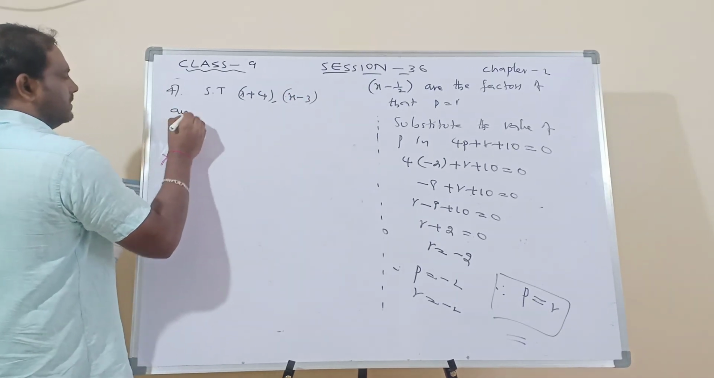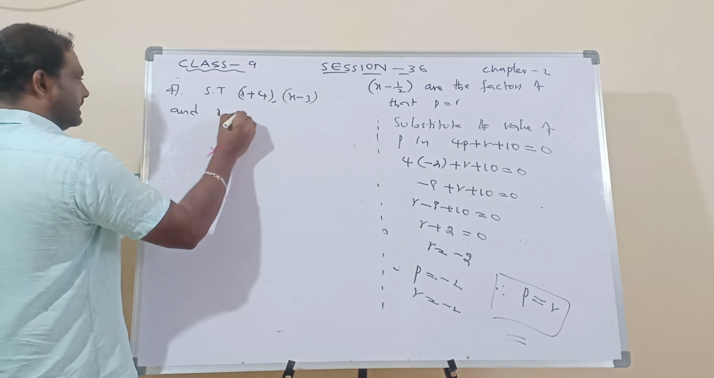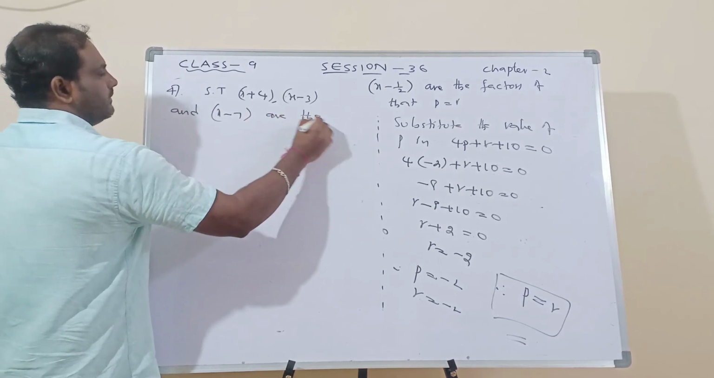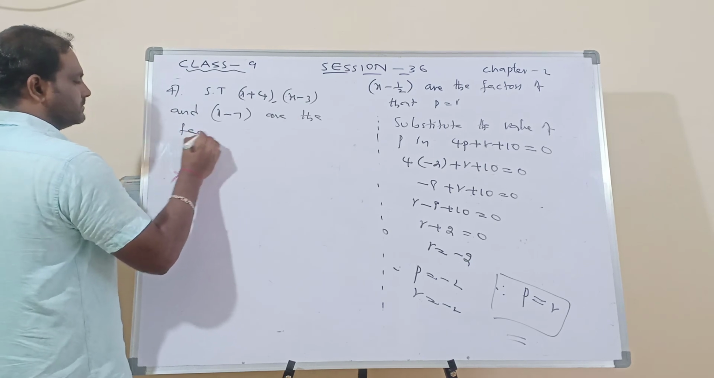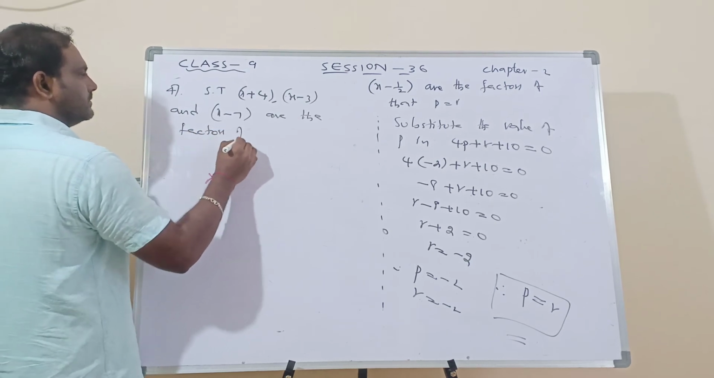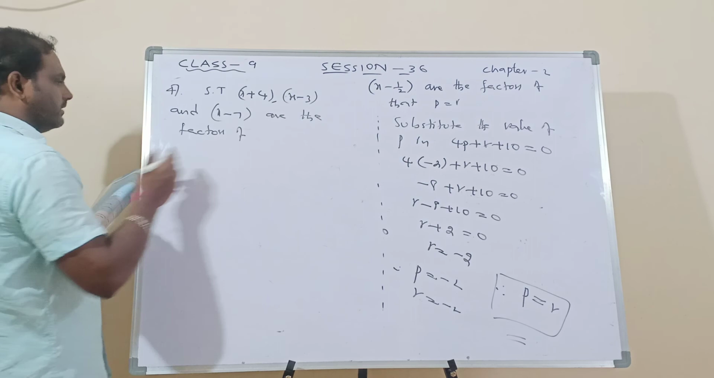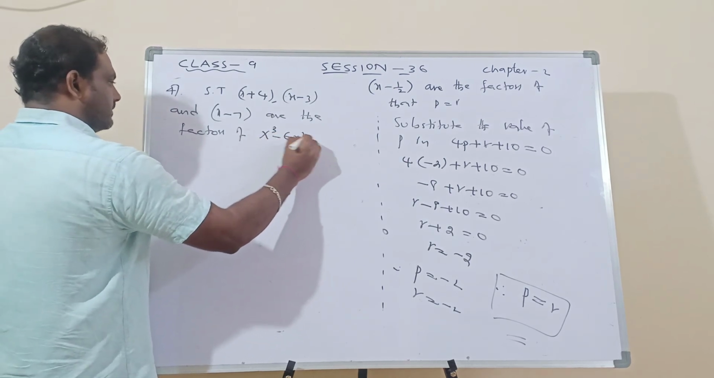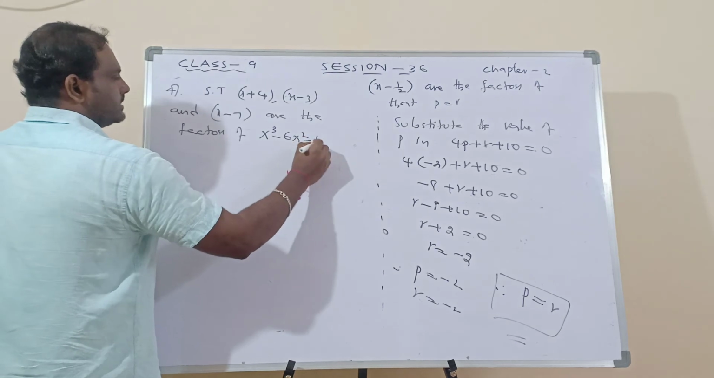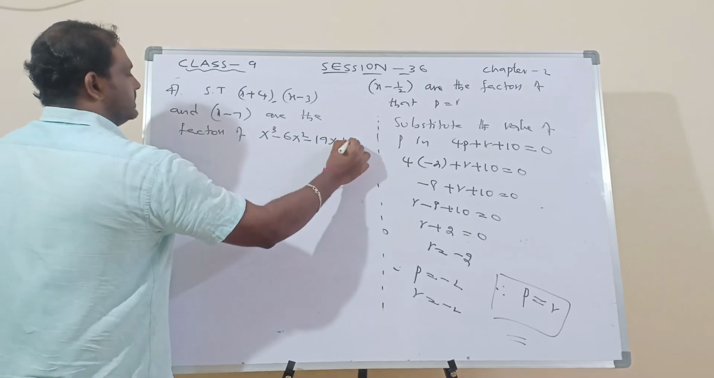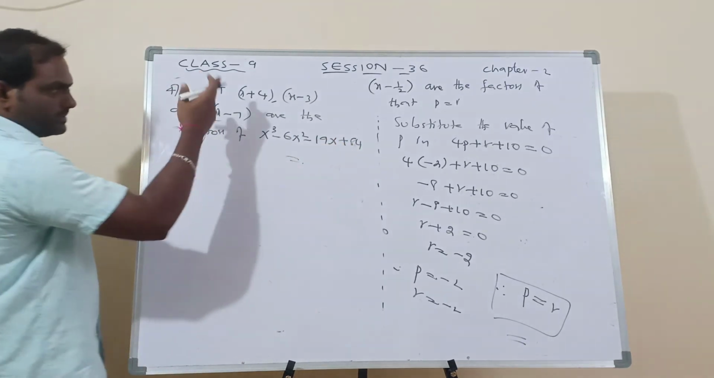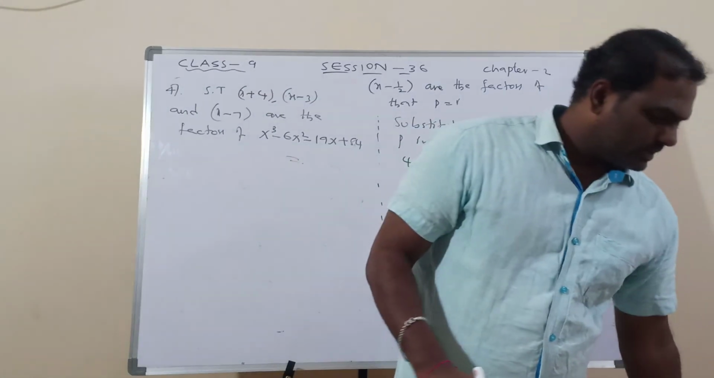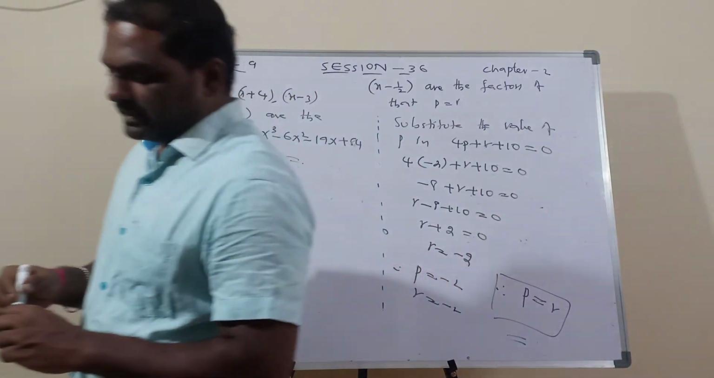And x minus 3 and x minus 7 are the factors of x cube minus 6x square minus 19x plus 84. Already I explained the previous question, the question before that. Both are the same question, same method.